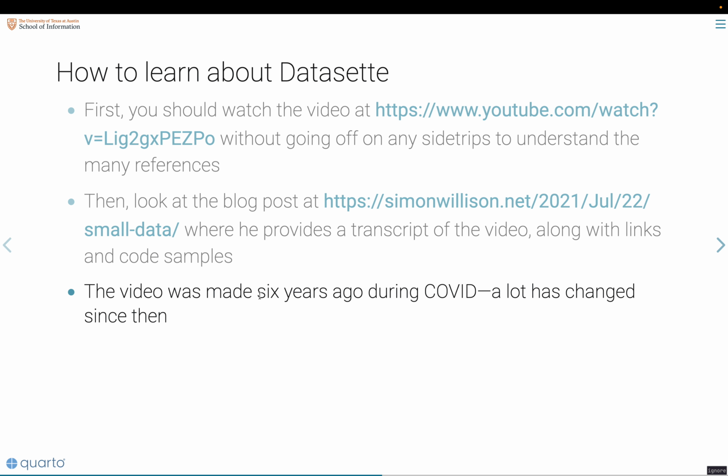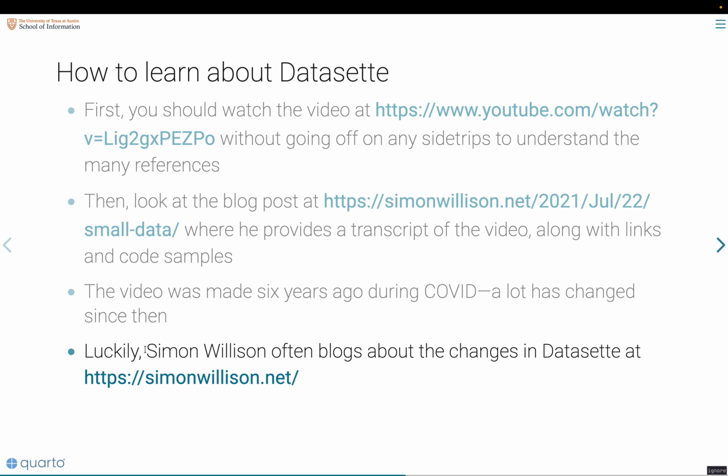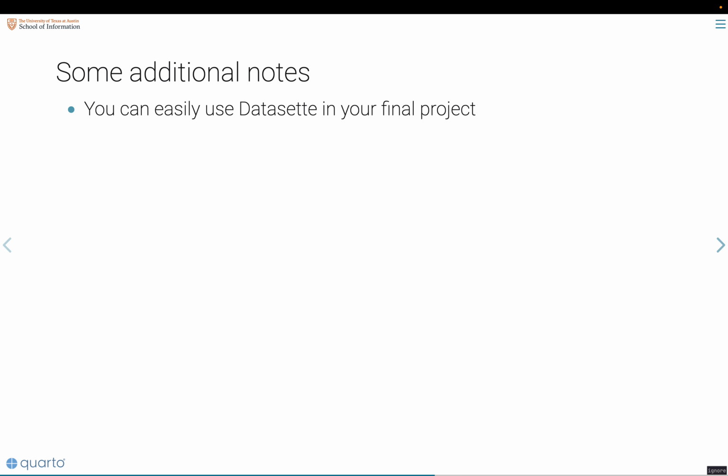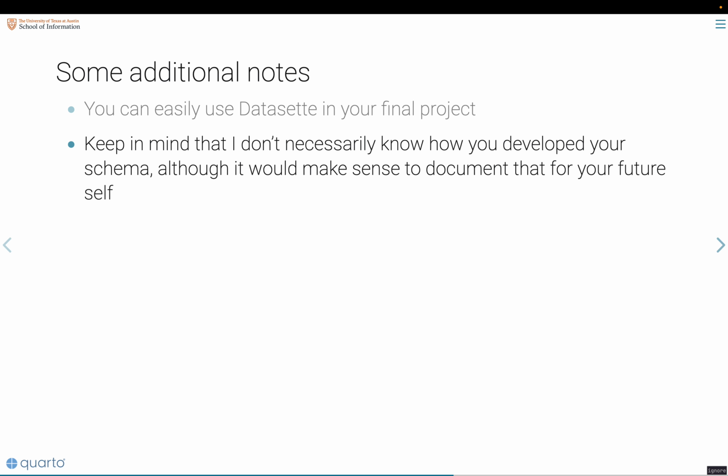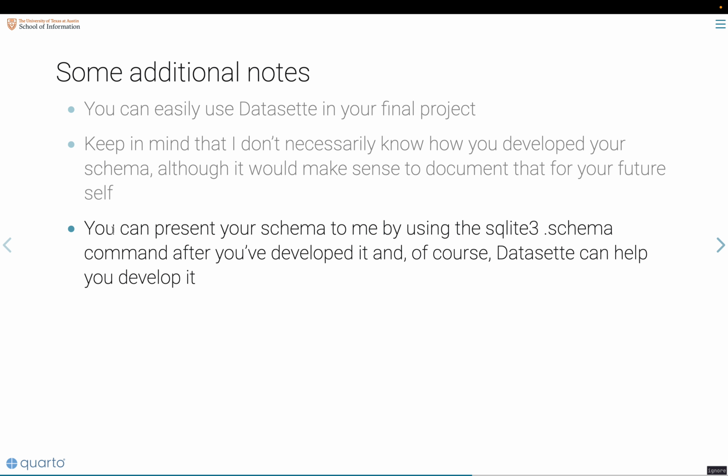And keep in mind that video was made 6 years ago during COVID, and so a lot has changed since then. And luckily, Simon Willison often blogs about the changes in Dataset at simonwillison.net. So there are a lot of updates that are worth checking into. Some additional notes are you can easily use Dataset in your final project. And keep in mind that I won't necessarily know how you develop your schema, although it would make sense to document that for your future self. And you can present your schema to me by using the SQLite .schema command after you've developed it, of course, and Dataset can help you develop it.